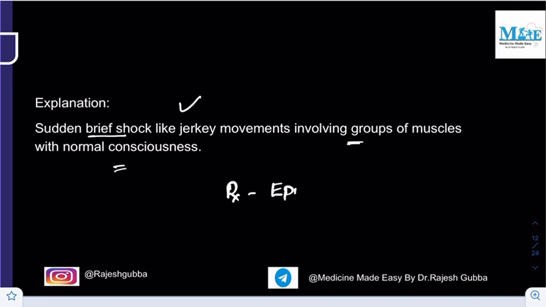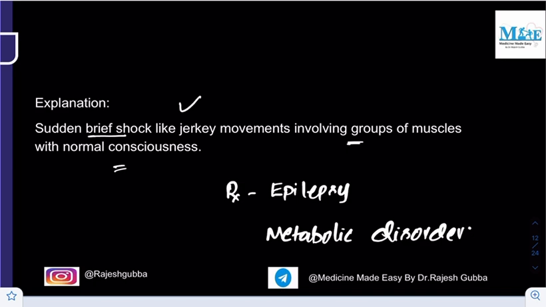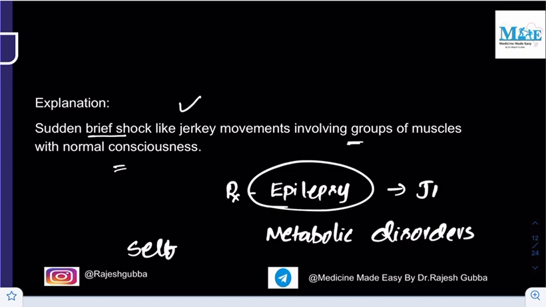It can be part of epilepsy. It can be part of metabolic disorders, and some of them are self-limiting. So you need to treat the underlying cause of the myoclonic jerks. For example, in epilepsy, we have a form called juvenile myoclonic epilepsy, where there can be myoclonic jerks within the arms.